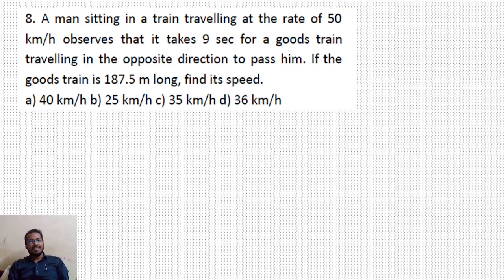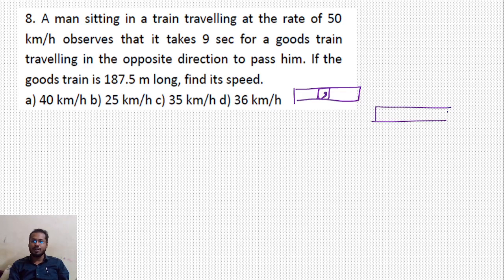A man sitting in a train. So look at this. This is a train. A man is sitting in the train. Now in the opposite direction there is a goods train. A man is sitting in one train and in the opposite direction there is a goods train. Now this man is judging that it takes 9 seconds to cross. Okay, now you are the person who is sitting inside the train.